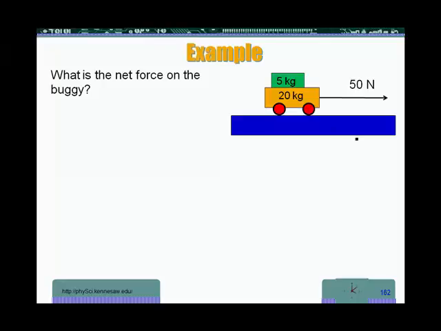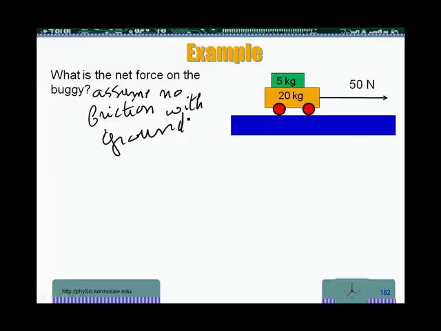We have a buggy carrying a 5 kilogram load, and we are pulling on it with a 50 Newton force, assuming no friction with the ground.